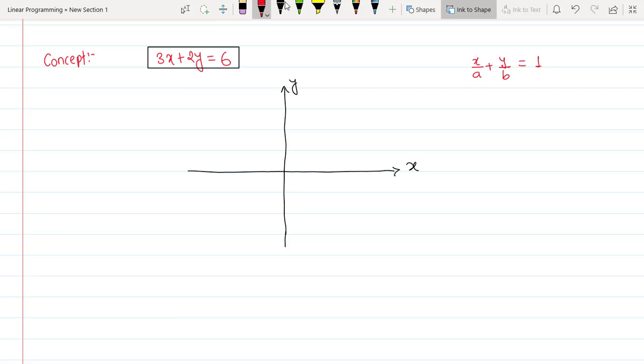If you have 1 on the RHS, then the values of a and b are the intercepts on the x and y axes. So let's try to convert this into the double intercept form. This is the given equation. If I divide throughout the equation by 6, what will I get? 3x plus 2y by 6, and it equals 6 by 6, which is 1. If I simplify this, what will I get? x by 2 plus y by 3 equals 1. This is what I get, the double intercept form.